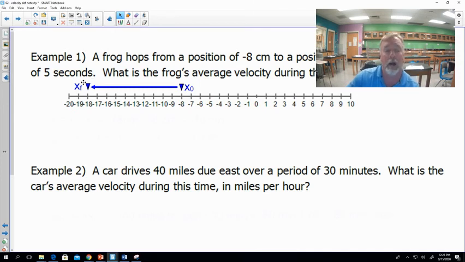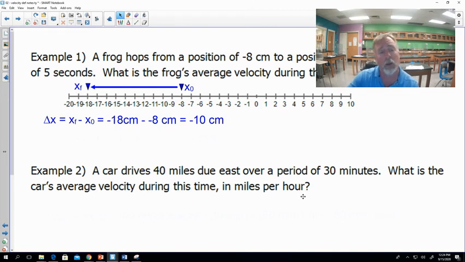Let's do our calculation. Delta x. This is our displacement, if you remember. It depends on the order here. Where did you end up? Where did you start? So let's put in our numbers. -18 minus -8. Our displacement's -10 centimeters. Good, it's negative. Our arrow's pointing to the left, so that's in agreement with our graph.